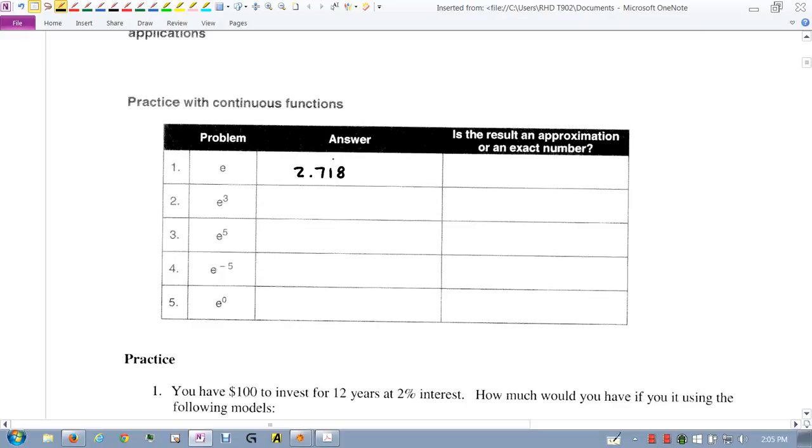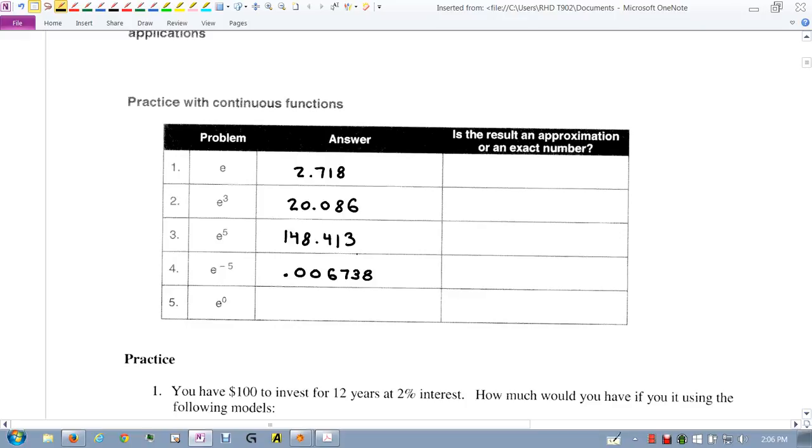So just complete the table. I'll do it also, and we'll verify everyone's getting the same thing. Something like 20.086. I'm going to round to 3 decimal places. E to the 5th, 148.413. Ooh, e to the negative 5. 0.006. I'm going to go a little further. 738.